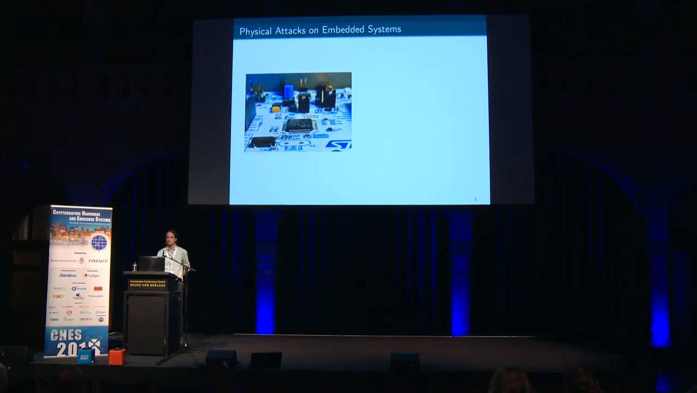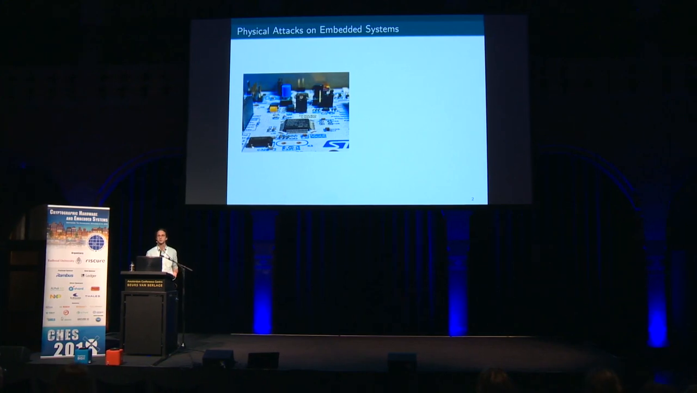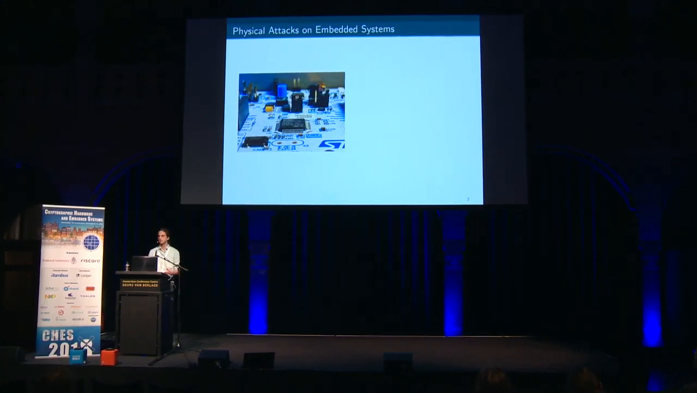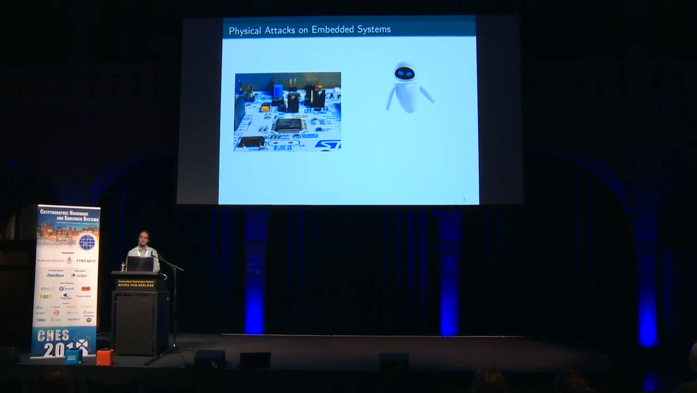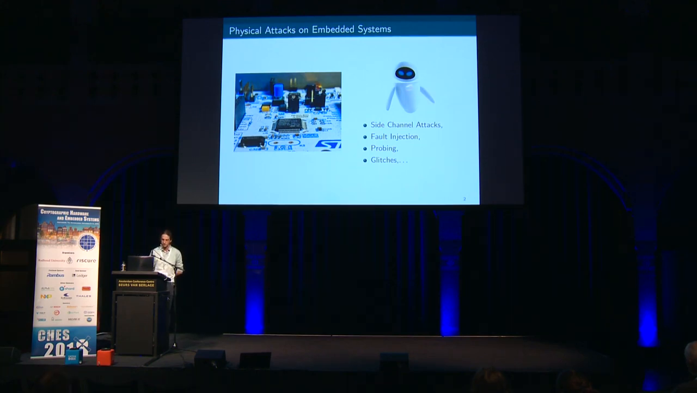So as we all know, physical attacks on embedded systems are a real threat. If these devices just run some crypto algorithm, they are vulnerable. Let me introduce our adversary in this presentation. Eve will be our adversary, and what she can do is side-channel attacks, fault injection, probing, and glitches.